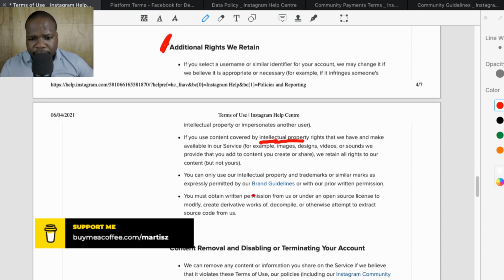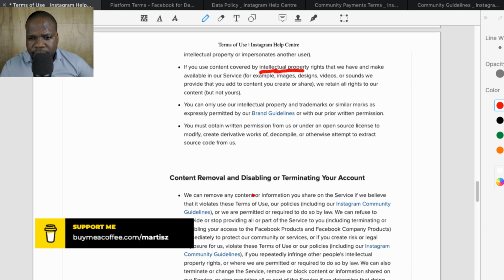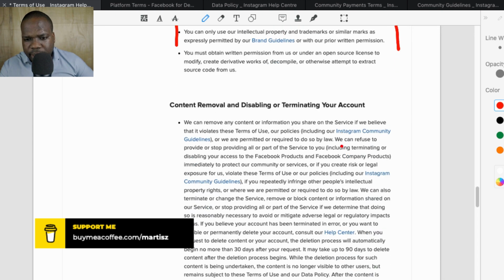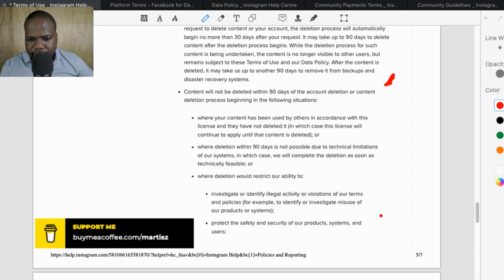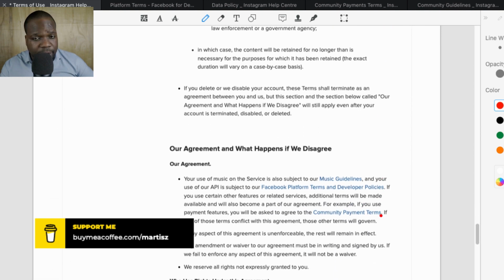Then we have, you can only use intellectual property, and this is their intellectual property. So they created something and you are creating something. So they have intellectual property, you have intellectual property. You must obtain written permission from us for an open source license. Yeah, that's not really important. Okay, content removal. So sometimes they will remove your content if you don't meet these requirements. You can look at it here. That's not really that important, unless you want to read it.